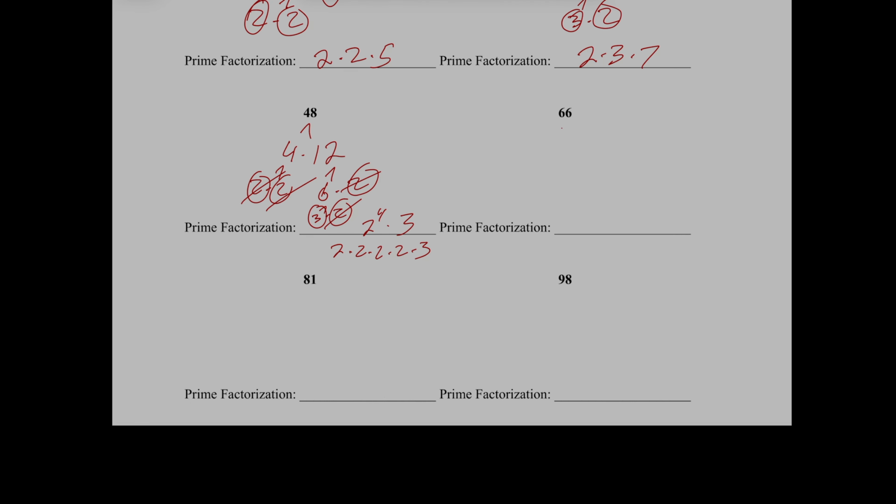Let's do 66. If you see a double number, you can always do 11. 11's prime. You can't break it down. 6 is just a 3 and a 2. I like to write them low to high. So we're going to go 2 times 3 times 11.